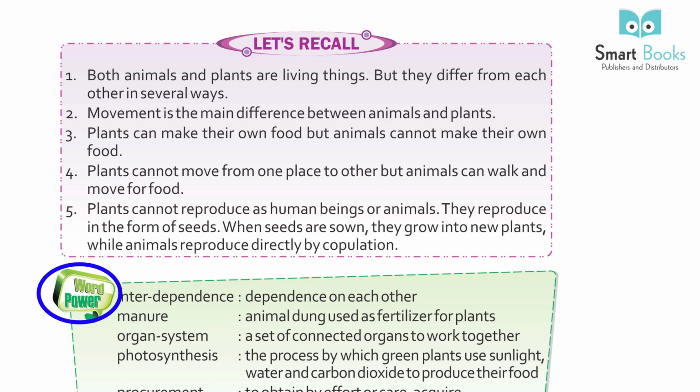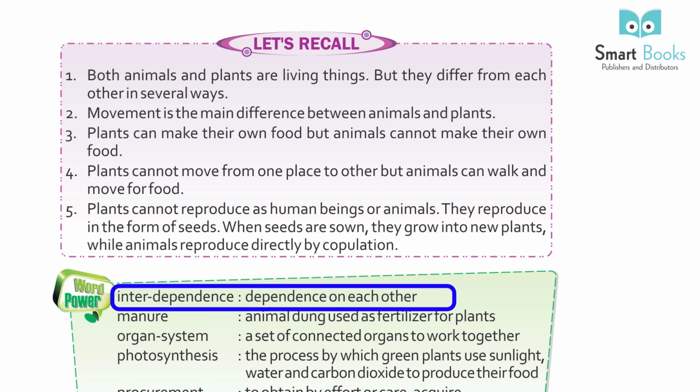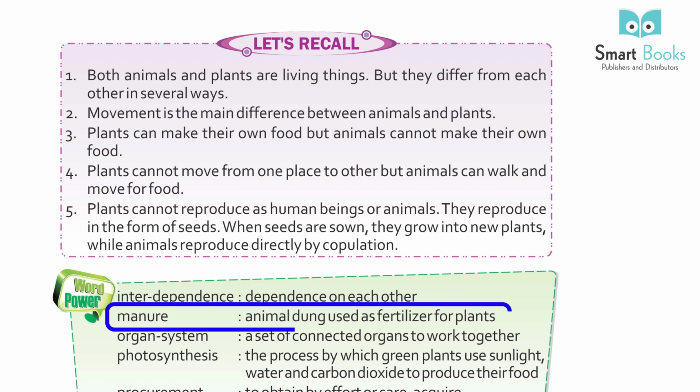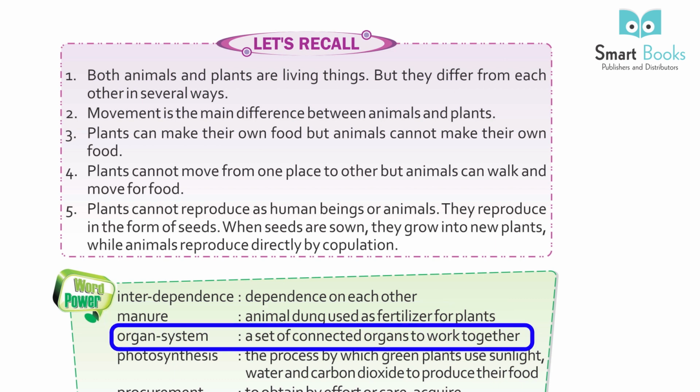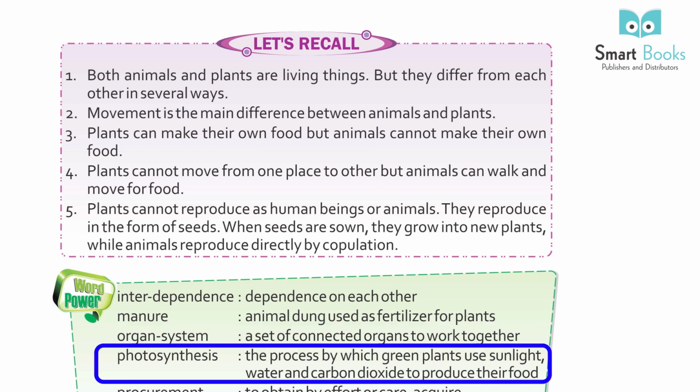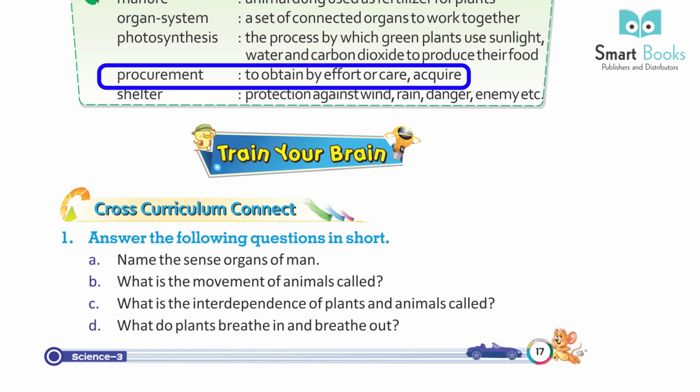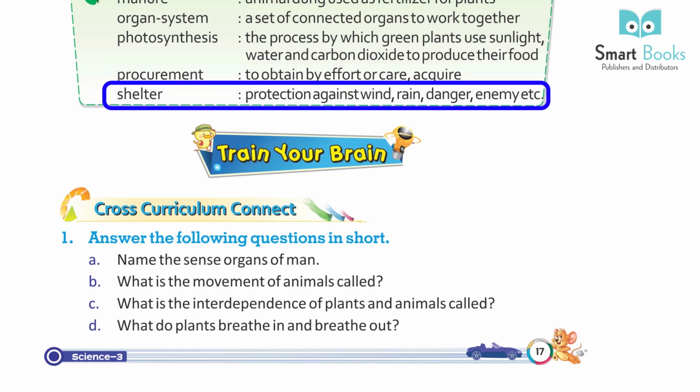Word power. Interdependence: dependence on each other. Manure: animal dung used as fertilizer for plants. Organ system: a set of connected organs that work together. Photosynthesis: the process by which green plants use sunlight, water, and carbon dioxide to produce their food. Procurement: to obtain by effort. Shelter: protection against wind, rain, danger, enemy, etc.